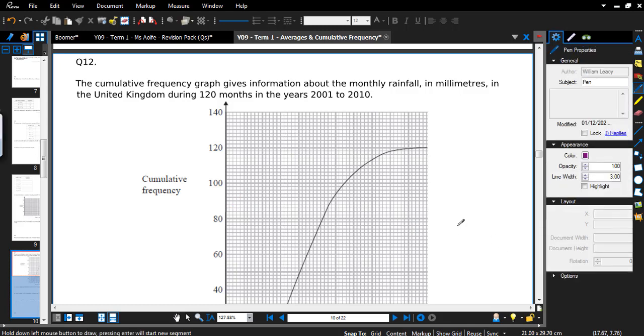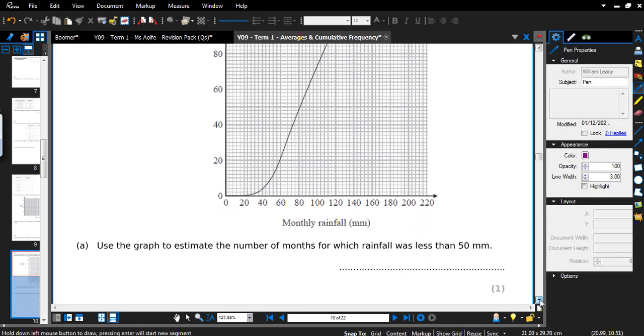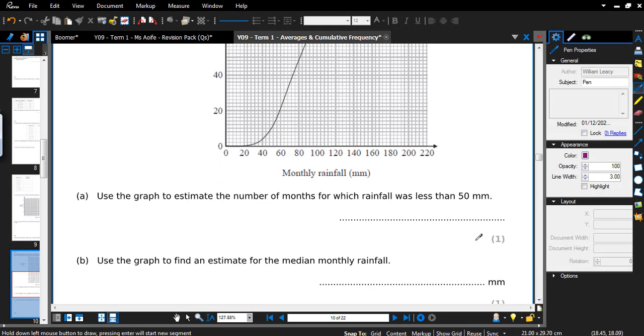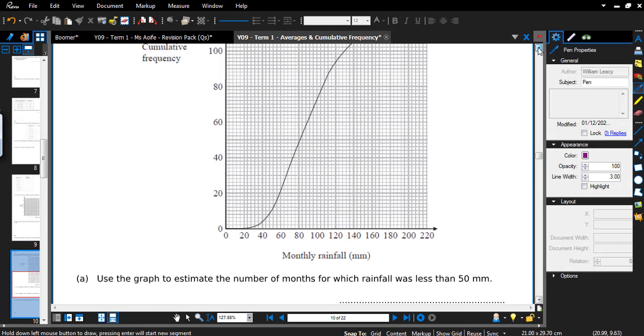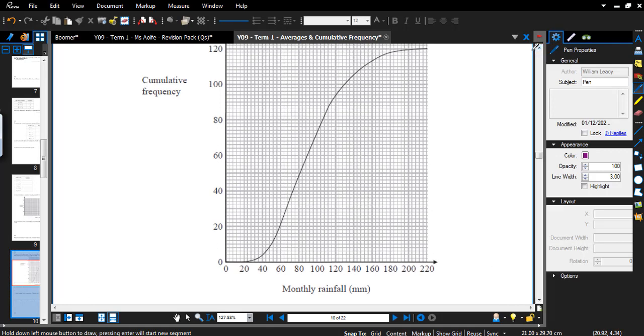The cumulative frequency graph shows information about the monthly rainfall in millimeters in the United Kingdom during 120 months, which is 10 years, in the years 2001 to 2010. Use the graph to estimate the number of months in which the rainfall was less than 50. That's going to be easy, isn't it? Rainfall is less than 50.